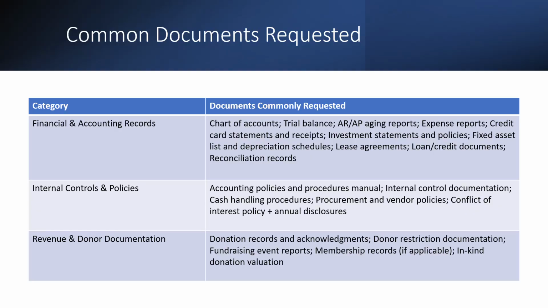Audits commonly require a wide range of documents. Financial records like the chart of accounts, trial balance, reconciliations, and AR/AP reports give auditors a clear picture of your accounting. They also review internal control policies, including procedures, approvals, and conflicts of interest forms. Finally, revenue and donor documentation, such as donation records, acknowledgments, and fundraising reports, help verify that income is recorded accurately and restrictions are honored.